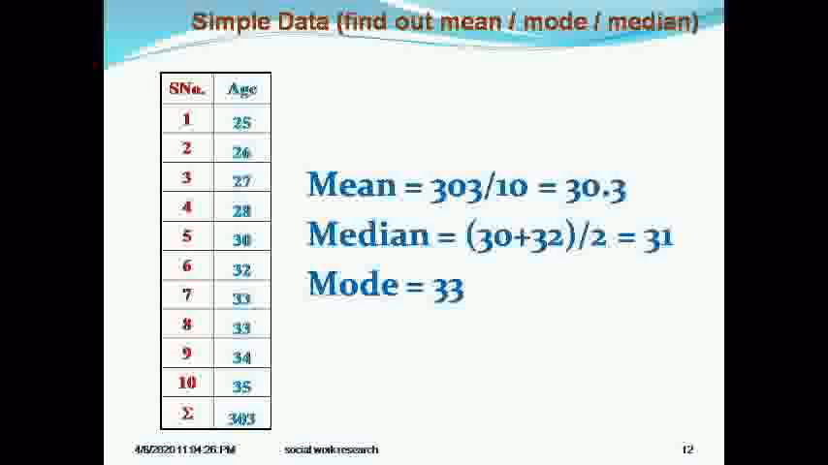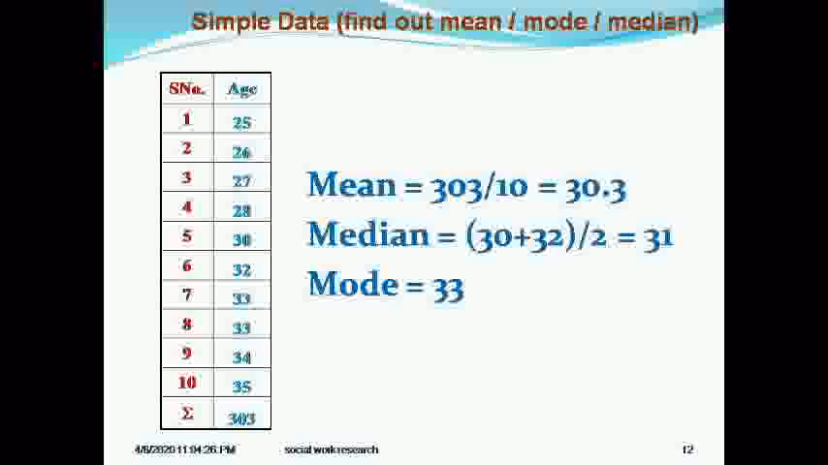How to calculate the mean? Mean means total by number of observation. The arithmetic total or the sum of observation is 303 and number of observation is 10. 303 divided by 10 is 30.3. That is the arithmetic mean.